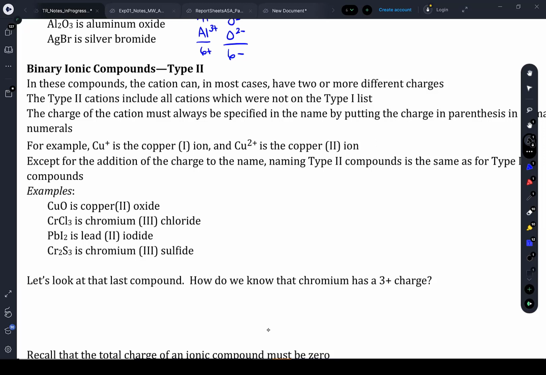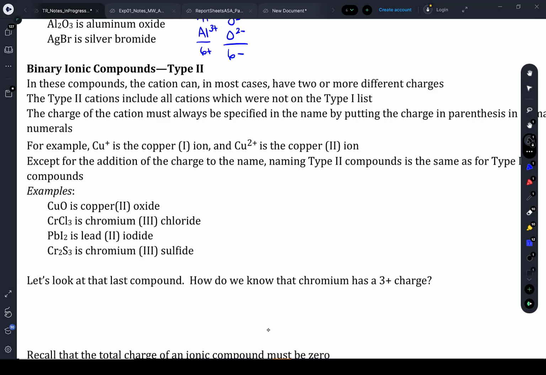The sulfurs are -2. There are 3 of them, so they are a total of -6. So if the total of the sulfides is -6, the chromiums must add to +6, and so therefore each one of them must be +3. Yeah, they don't ever do I'm +4 and you're +2 or something like that, typically.